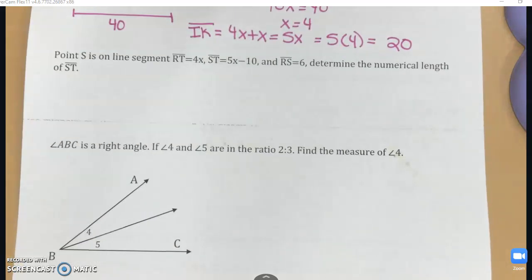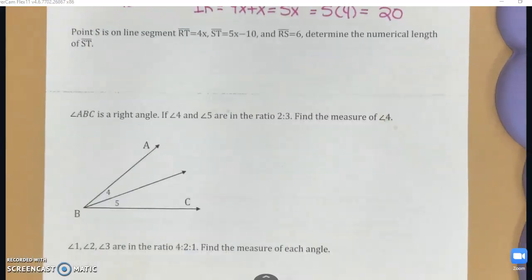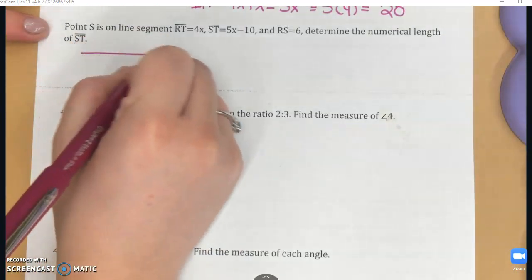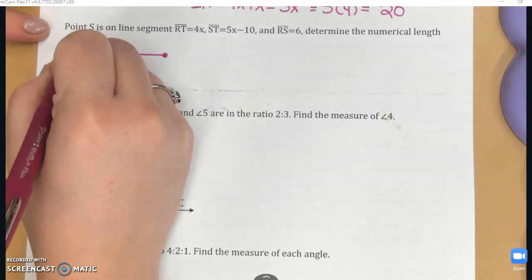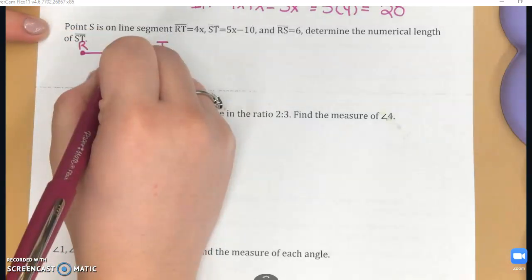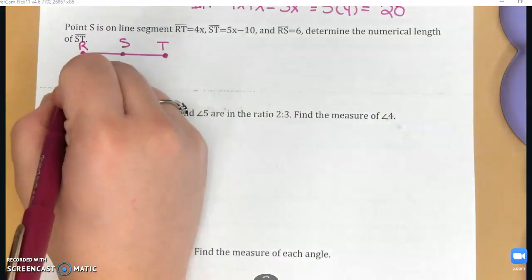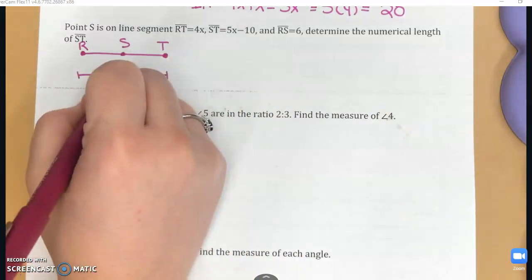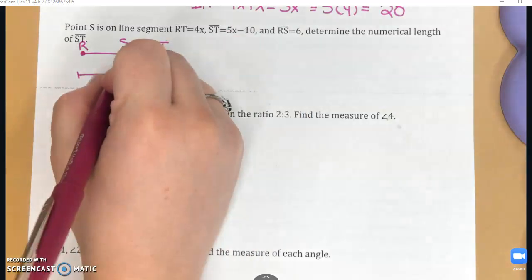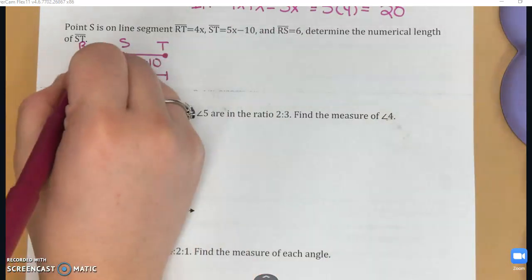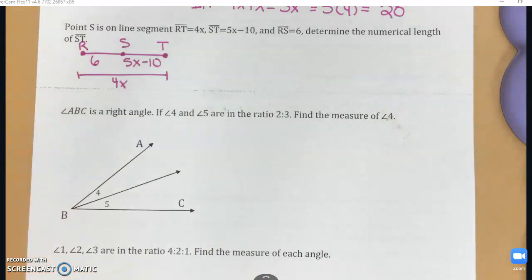Okay. On the second one, point S is on line segment RT. So I'm going to go ahead and draw that first. I've got a segment RT with a point S on it. And then I'm told RT is 4x, ST is 5x minus 10, and RS is 6. Determine the length of ST.